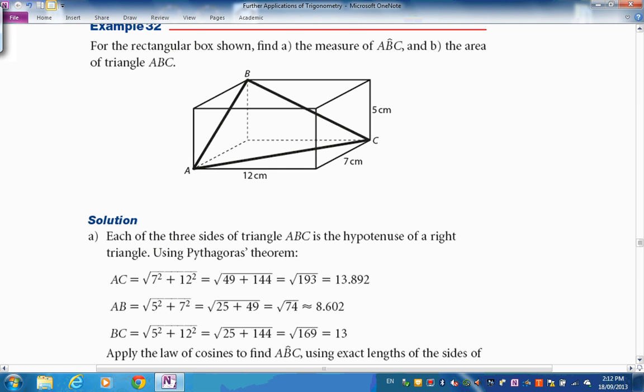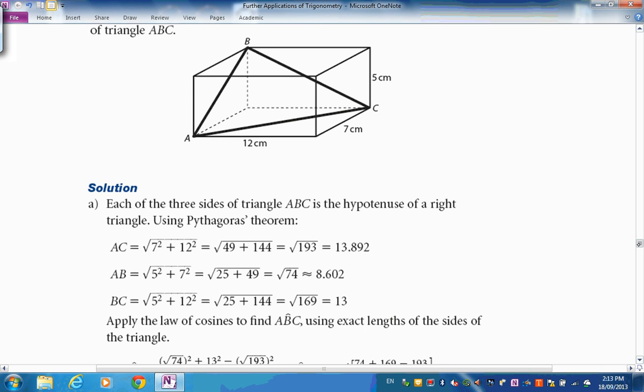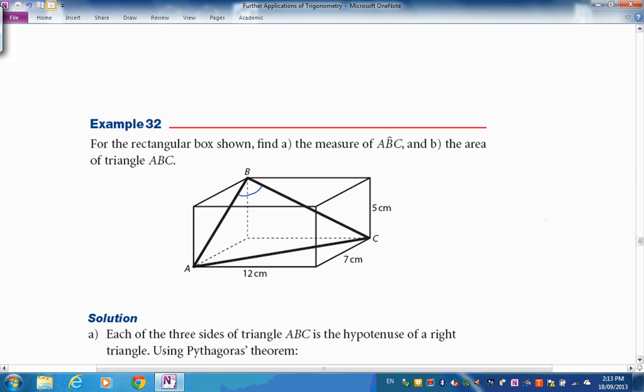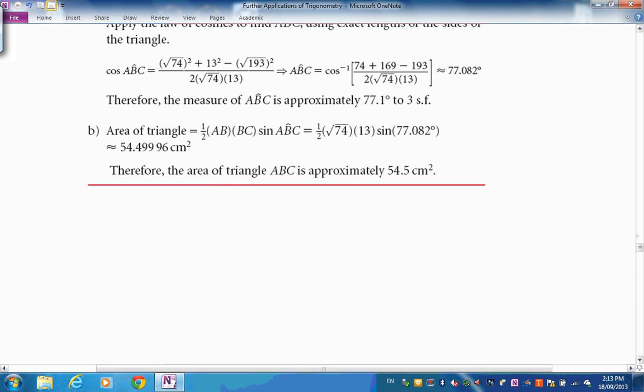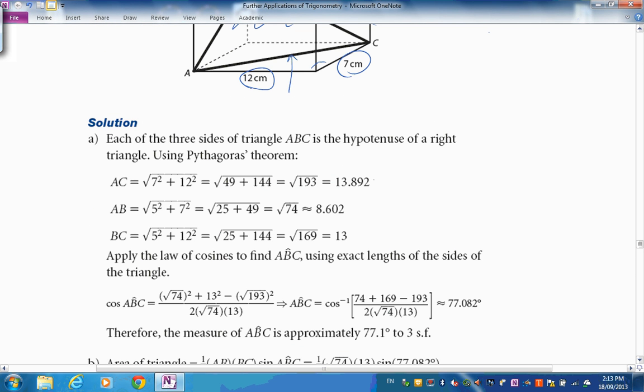I want to find the measure of ABC, so that's a sloping triangle in there, sloping out this way, and the area of triangle ABC as well. Alright, so definitely a go-between problem. We've got all these sides here of this rectangular box, and so let's use some theorems to get into this triangle. First of all, this is really an isometric drawing. This is really 90 degrees. It's a rectangular box, so you can get that by Pythagoras. So it's the square root of 7 squared plus 12 squared by Pythagoras, and we get that.